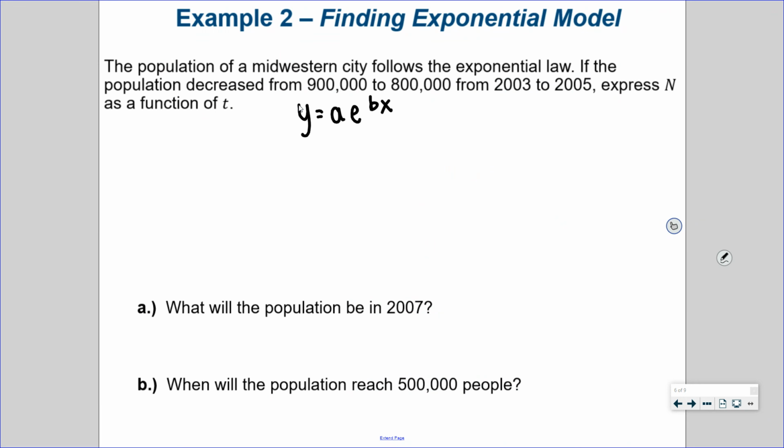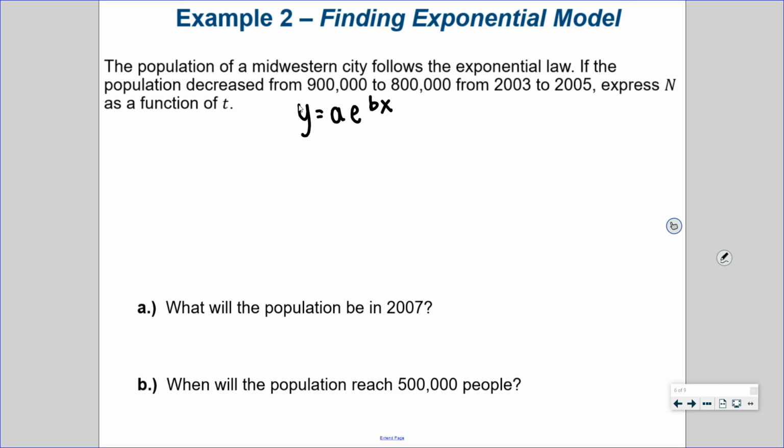Okay, here's what we know. The population of a Midwestern city, probably Fenimore, follows the exponential law. The population decreased from 900,000 people, okay, never mind, not Fenimore, to 800,000 people from 2003 to 2005. Express n as a function of t. Okay, so they want us to, oops, I used x and y. That's okay, we can adjust that. Basically, they want us to write the equation or come up with the equation ourselves.